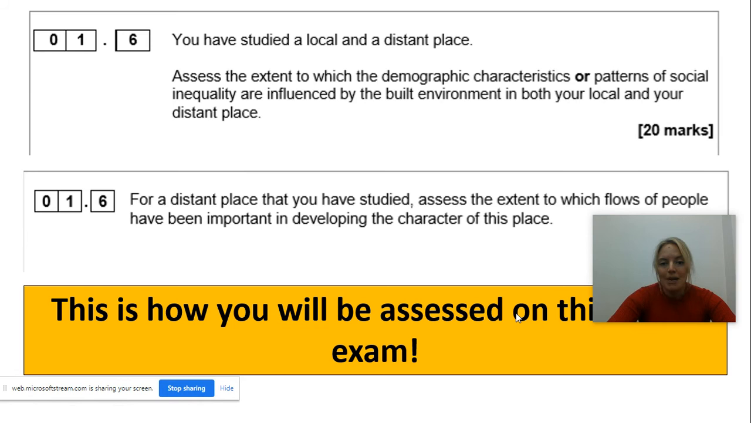Final thing from me is your 20 markers. These are examples of the essays that you will have. So take some time to read through these. Did they scare you? Are they horrible? And have a little go at them. See if you could apply your knowledge and the skills that you already have to these 20 markers.